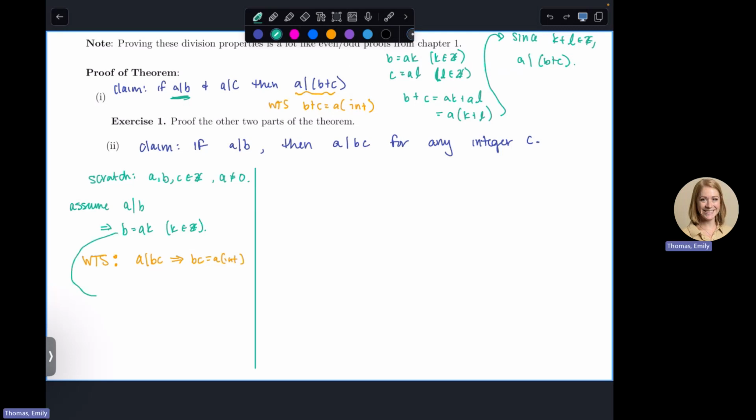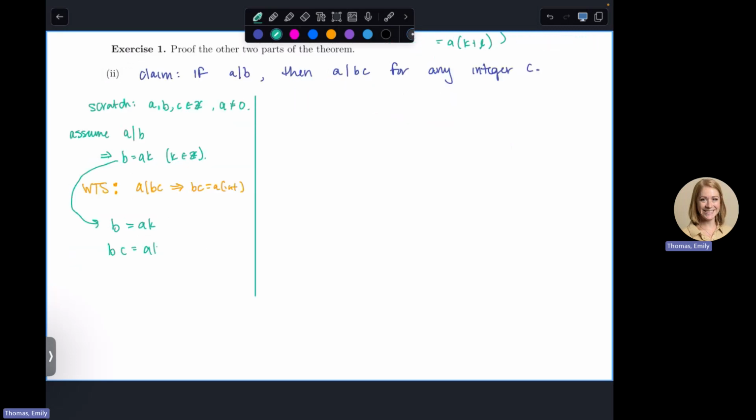But if we have that B equals A times K, well, then BC equals A times K times C, right? So then this is A times KC, and this thing is an integer, so we're good to go. The divides definition says that if A divides BC, that means that BC is equal to A times an integer. We just found that specific integer to be KC. Specific but arbitrary, right? Yes.